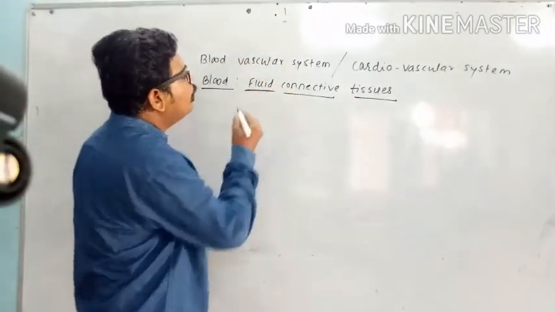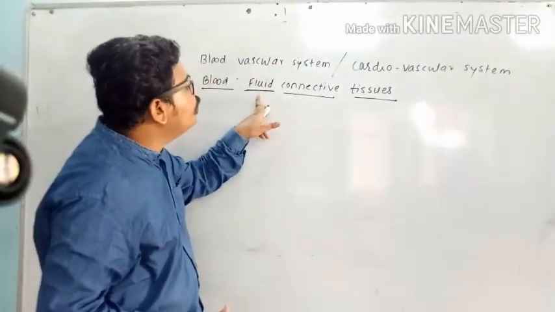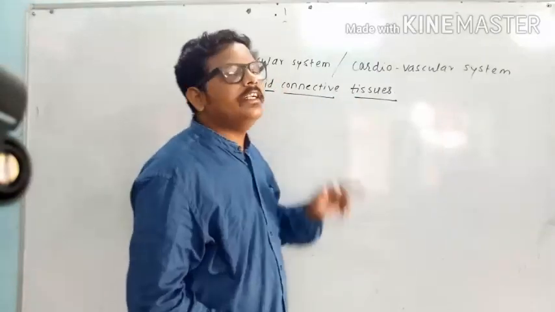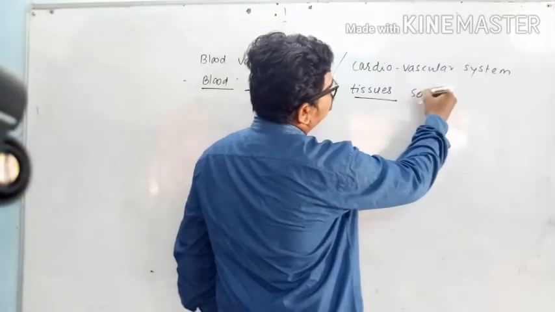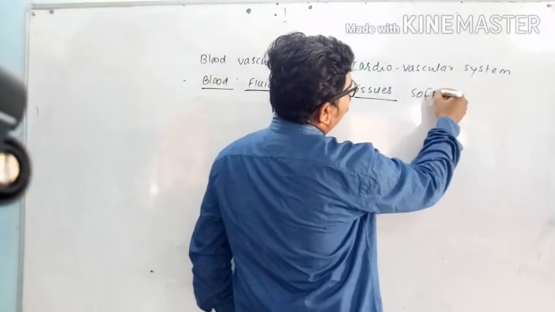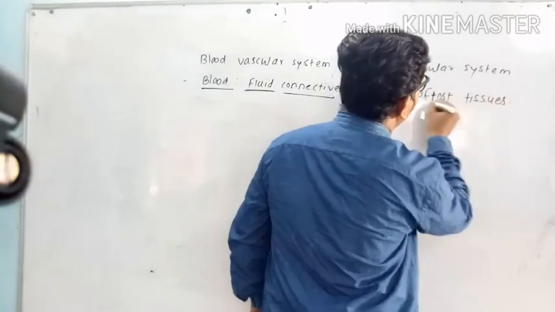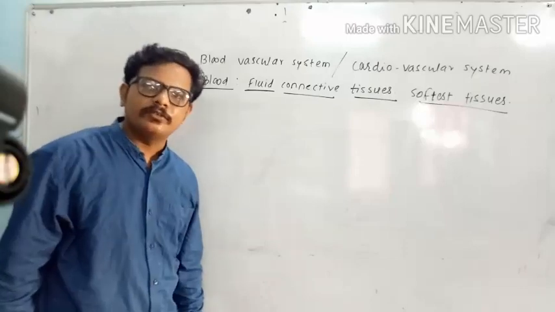It is in the fluid form now. It is always circulating. That's why it is a fluid connective tissue. Right? Blood is a fluid connective tissue and one of the softest tissues of the body. Blood is nothing but the softest tissue of the body and is a fluid connective tissue.